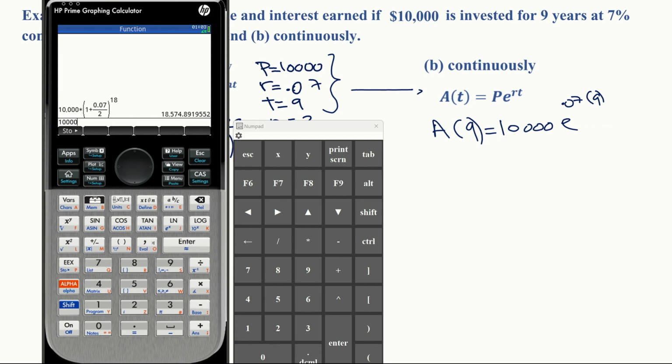So 10,000 e. Now you notice there's a log and an ln. Okay, ln is just the natural log, which is log base e. Now you will understand all this very well very soon. But just remember, it's going to be the second function of ln, which is e. So you're going to want to go shift ln. Now that just gives you e to the power of, and it's ready for you to type in the exponent, right? Which is going to be for us 0.07 times 9, just like that.